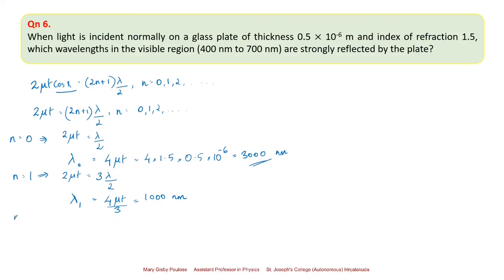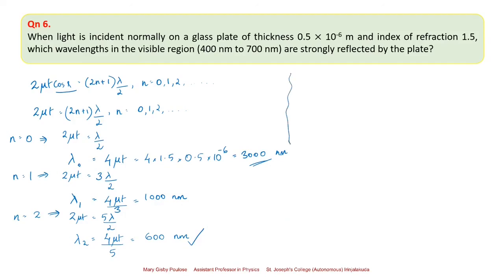Now let us take the next condition, n is equal to 2. Now this implies 2 mu t is equal to 5 lambda by 2, right? So we get the wavelength for n equal to 2, lambda 2, is equal to 4 mu t divided by 5. So that is 3000 divided by 5, we get 600 nanometers. Now this falls in the region of visible light.